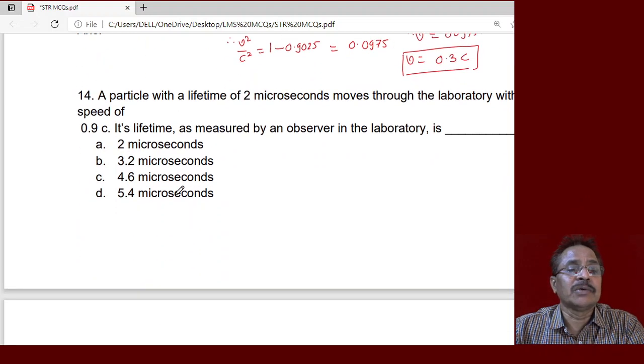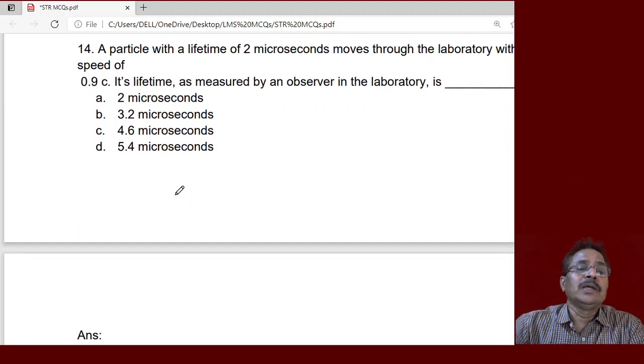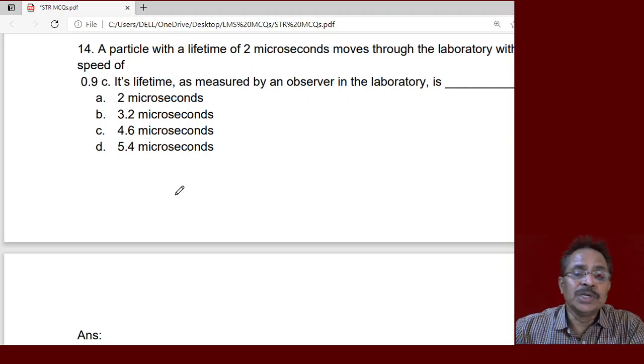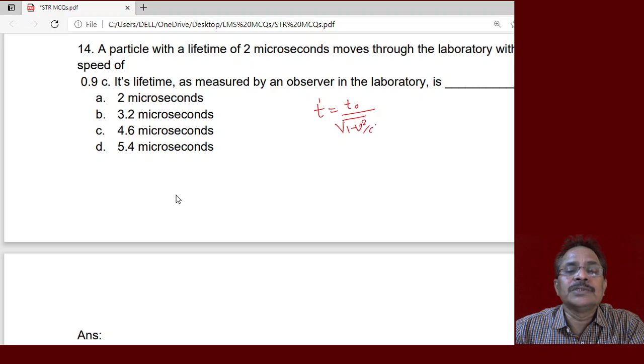Now next is question number 14. A particle with a lifetime of 2 microseconds moves through a laboratory with a speed of 0.9 c. Its lifetime as measured by an observer in the laboratory is. So here we have to use the expression for time dilation, that is t prime is equal to t0 divided by root of 1 minus v square upon c square.